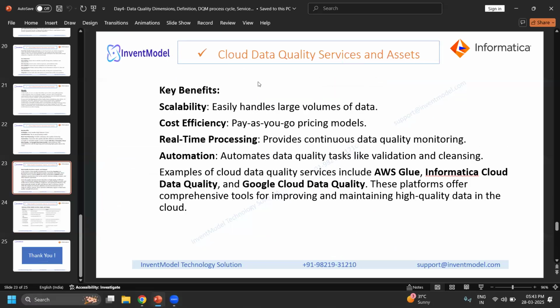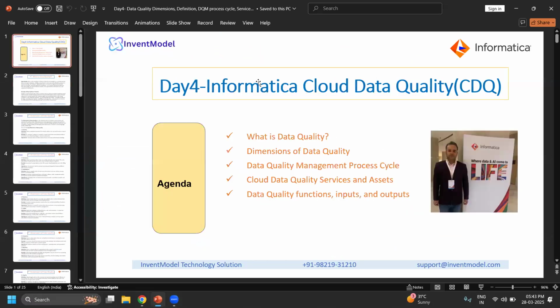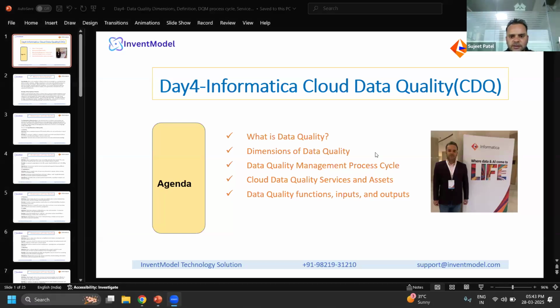So let's try to recap what we covered in today's session. For today, we had an agenda: what is data quality, dimensions of data quality, management process cycle, cloud data quality management services and assets, and DQ functions, inputs and outputs. So today we basically understood data quality definitions, different dimensions, data quality functions, inputs and outputs, and the data quality process life cycle.